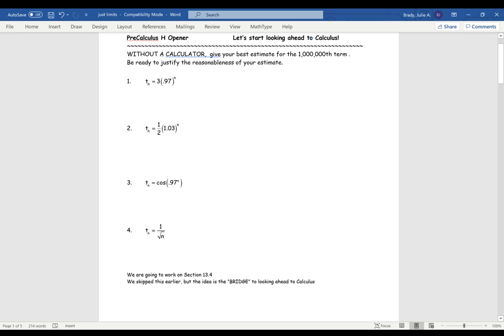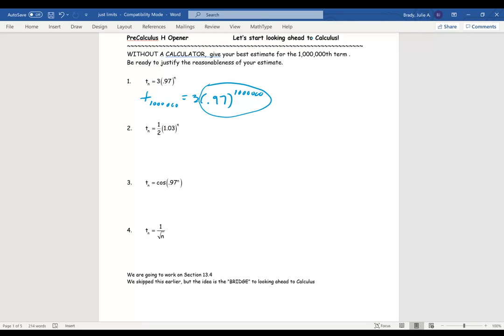Okay, so let's just think about these. If you were doing the millionth term, that would be 3 times 0.97 to the millionth. But when you take 0.97, if you even tried to type that in your calculator, I'm going to try right now. You try it with me. It's going to tell you it's 0.